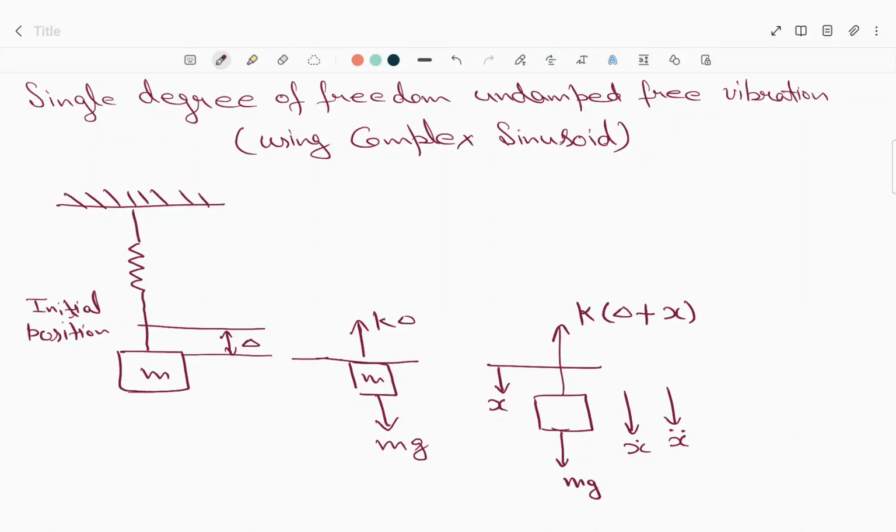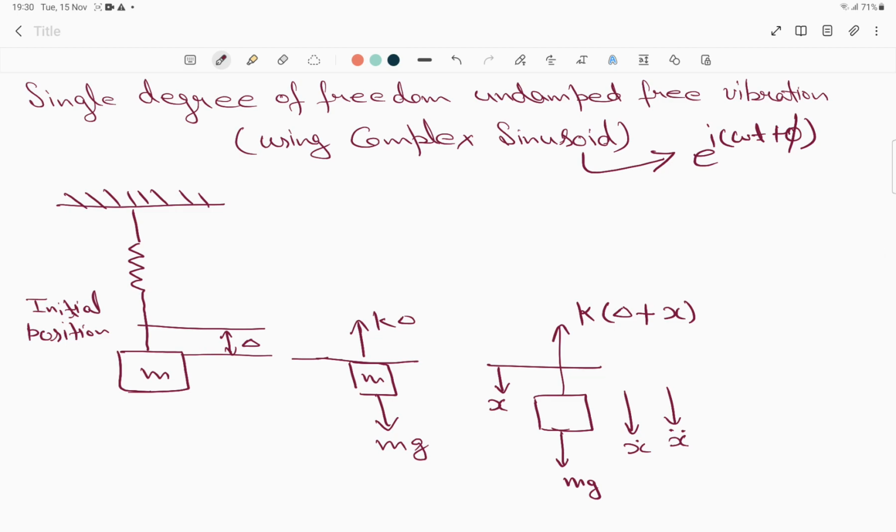The topic that we are discussing today is single degree of freedom, undamped free vibration using complex sinusoid. The idea of this topic is actually pretty properly covered. Like, you take up any book, you will find this is already covered. So why I'm repeating this entire thing is that I want to show the use of e power i omega t plus phi, that is basically called complex sinusoid, and how you can use this for finding solutions for vibration problems.